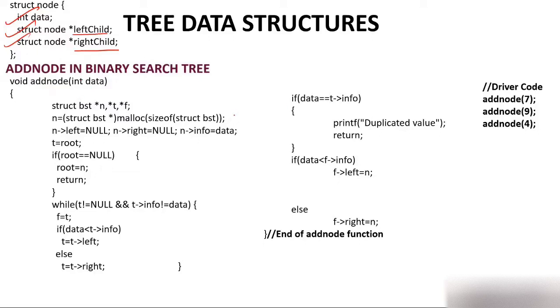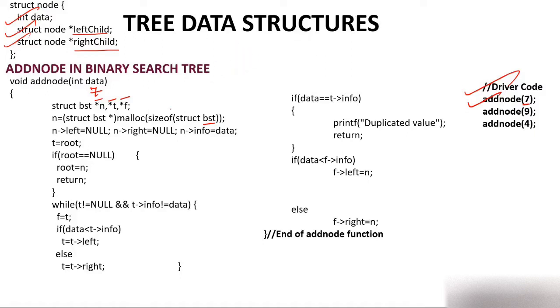We move to the driver code first. This is the driver code. Here we are calling a function called add node and passing a value 7. The moment I call this, it will jump to the definition and argument 7 will be passed. Now we have 3 pointers of type BST: pointer n, pointer t, and pointer f. What I'm doing is making a structure of that BST, and the structure of BST contains 3 parts: info data part, left pointer, and right pointer.